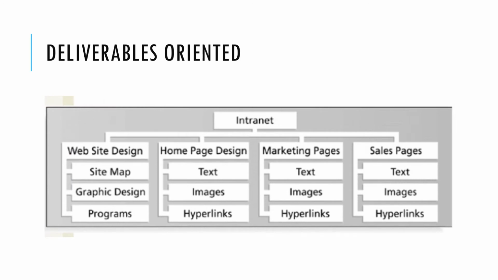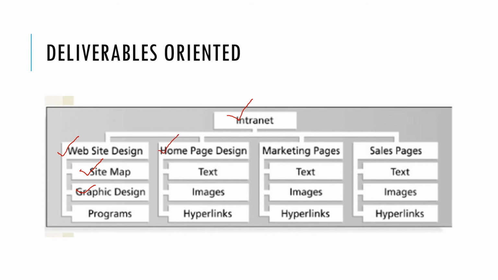All right, now this is an example of a deliverables oriented WBS. So, deliverables oriented WBS, all that you are going to see are deliverables. So, the project is around intranet, and they've then broken it down into certain deliverables. Website design, which again has other deliverables like sitemap, graphic design, programs, and then you've got one more deliverable here, which is homepage design.